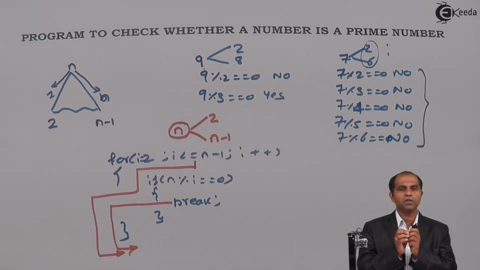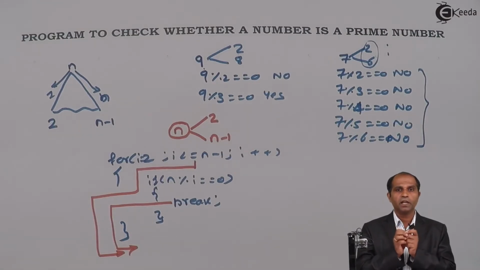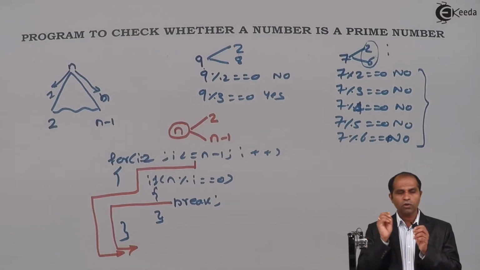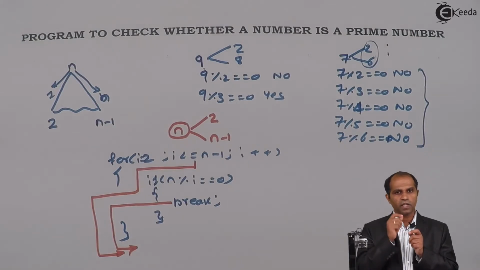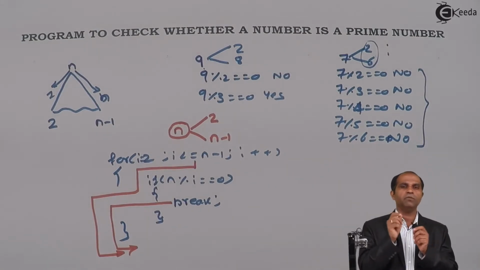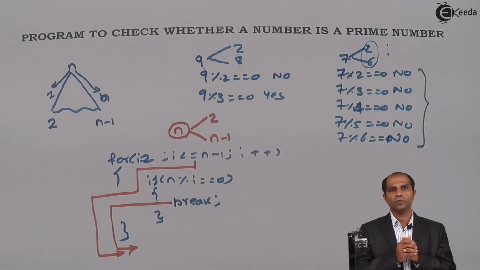If I quit the entire operation by break, it means that the condition is true. If the condition is true, is it a prime or not prime? It is not a prime number. Good. So when I took 9, 9 was tested for 2, then tested for 3, but it was never tested for the remaining numbers because 9 mod 3 equal to 0 was true. Break takes you outside this particular loop.